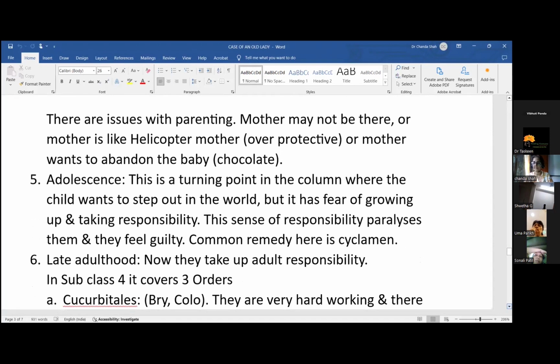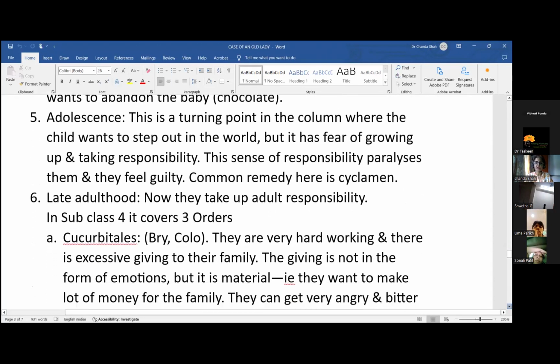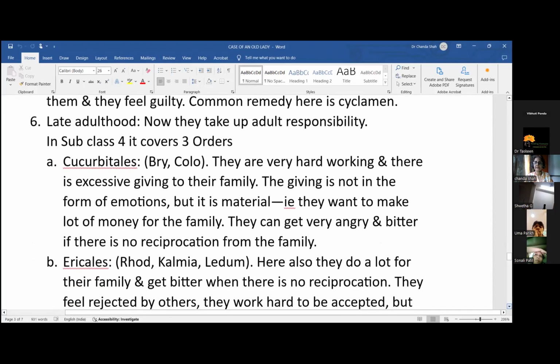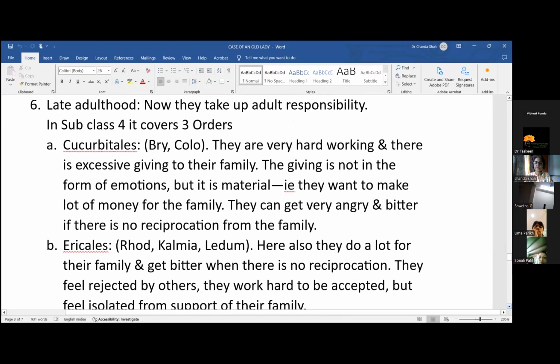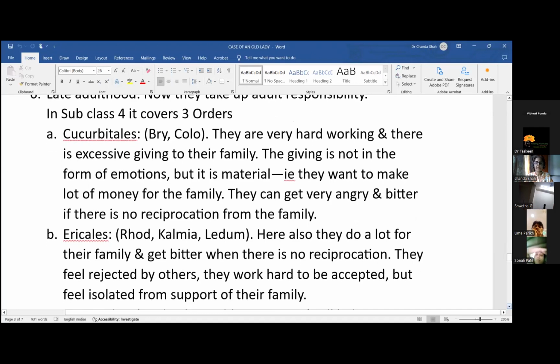The common remedy here is cyclamen. And now we come to the issue of this patient, late adulthood. Now they take up adult responsibility. It covers three orders. One is Cucurbitales, where the common remedy is Bryonia, Colocynth. So we know Bryonia, they're very hardworking and there's a lot of excessive giving to the family.